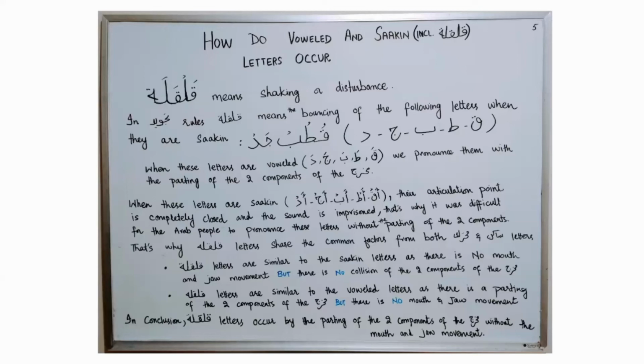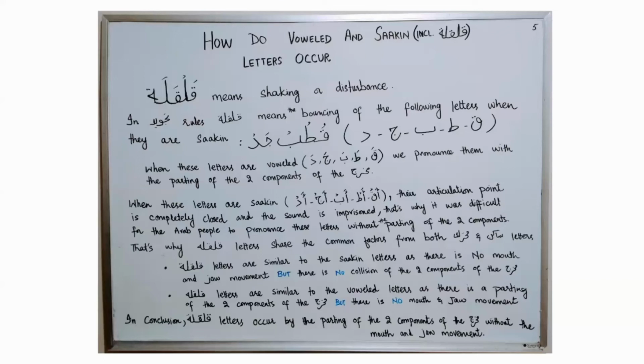So qalqalah letters are similar to the vowel letters as there is parting of the two components of the makhraj. But qalqalah letters are similar to the sakin letters because there is no mouth or jaw movement. Let's take the same example of letter ba. And if I give letter ba a mouth or a jaw movement, the sound will be like this, aba, which is wrong.